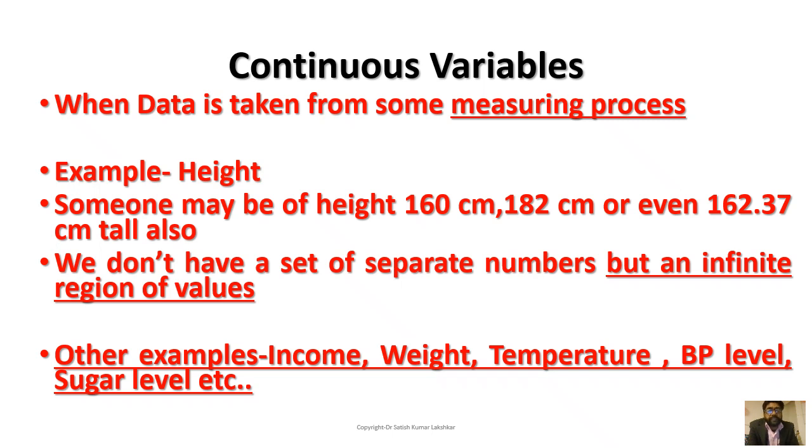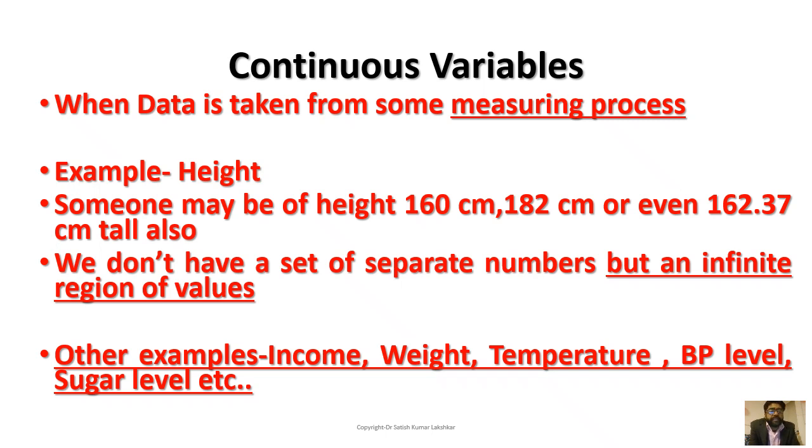The term continuous itself indicates something is in progress. So when data is taken from some measuring process, some ongoing process which is not going to stop, we'll call that a continuous variable. For example, height. Height keeps on changing over a period of time. Someone may have a height of 160 centimeters on a particular day or at a particular age. Later on the height may change; it will definitely increase only.